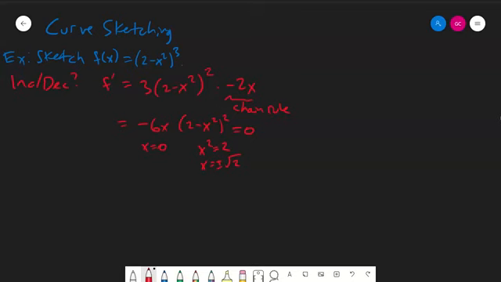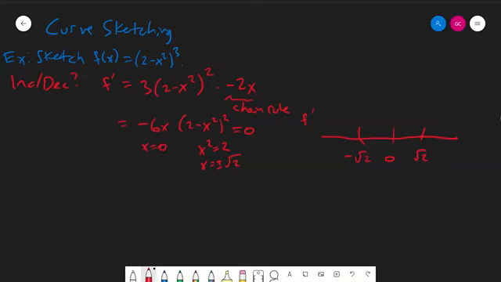So those are our critical points, and we'll put them all down on a number line here. So here's negative root 2, here's positive root 2. And now we're going to do the usual thing, where in each of these 4 ranges, we are going to plug some point into f prime and see whether we get a positive or a negative value.